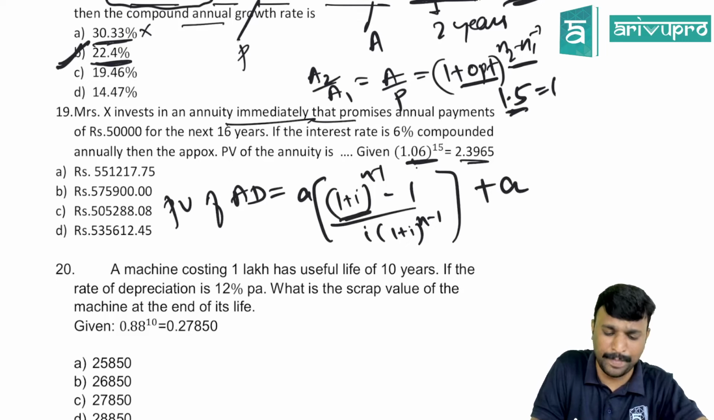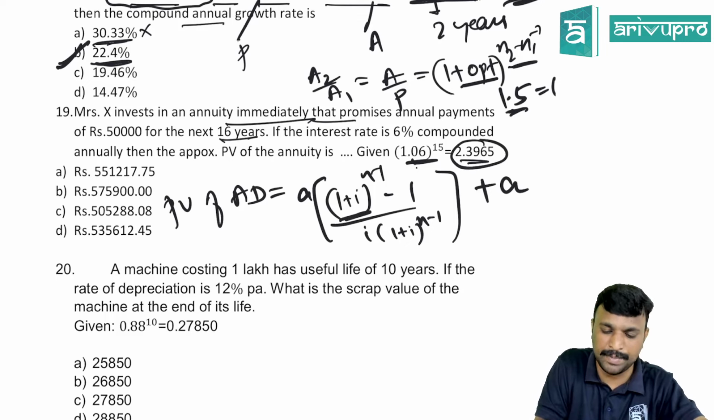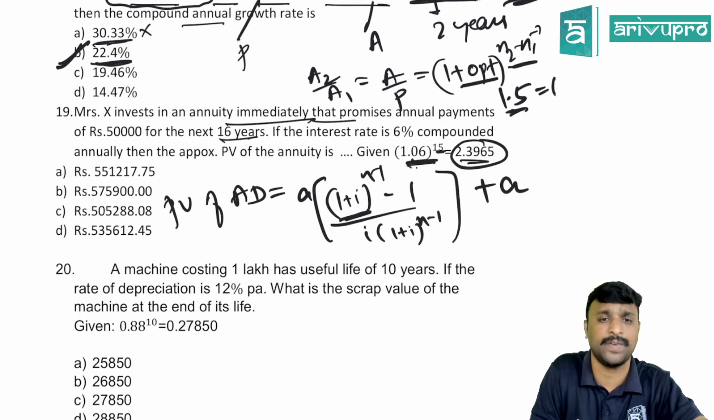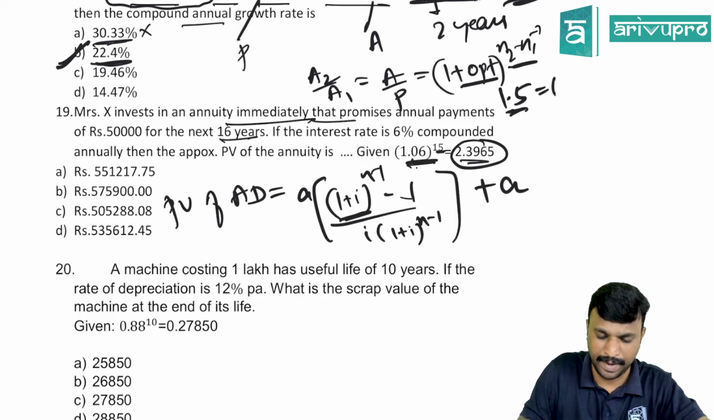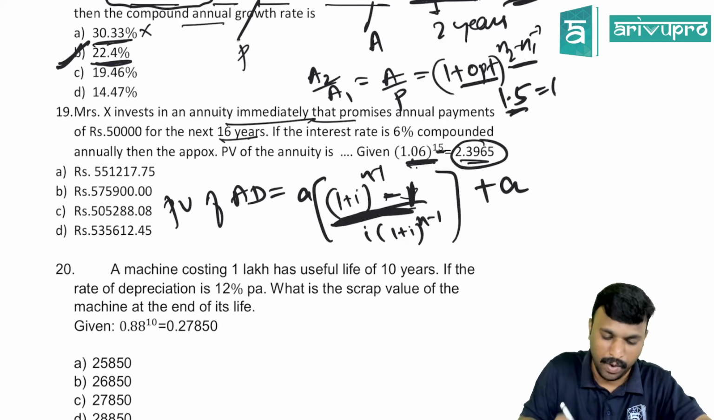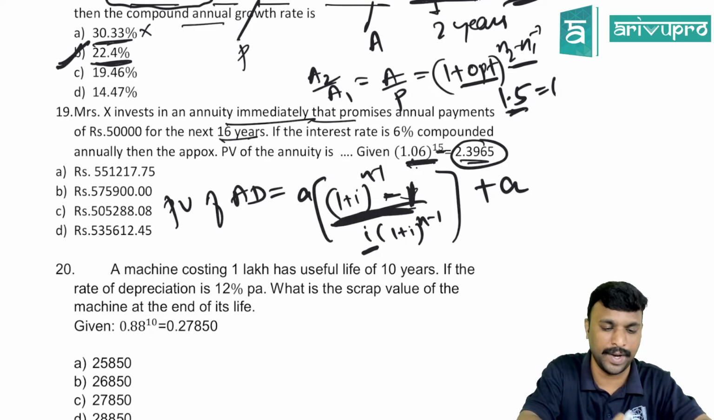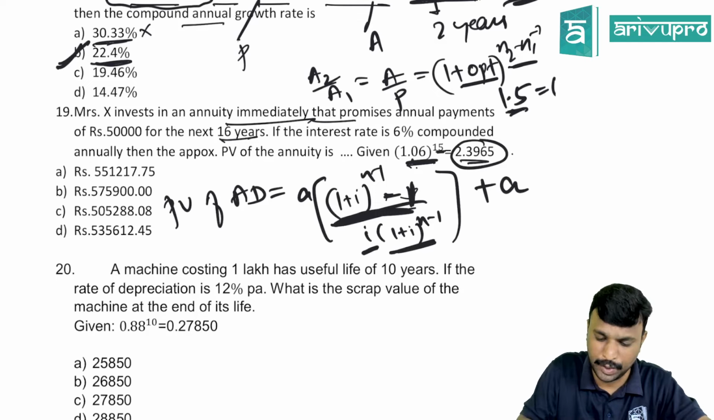Guys, 1 plus I whole power n minus 1 they have already given, because it is 16 years, but n minus 1 becomes 15 only. So whatever they have given is 1 plus I whole power n minus 1. So 2.3965 minus 1 is how much? 1.3965. So the result of the numerator within the bracket is 1.3965. Divide, what is I value, guys? I value is 6%, that means 0.06. Divide again because it's in the denominator. So what is 1 plus I whole power n minus 1?